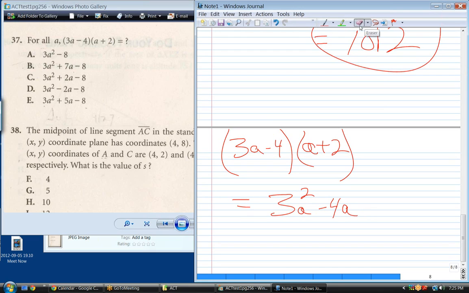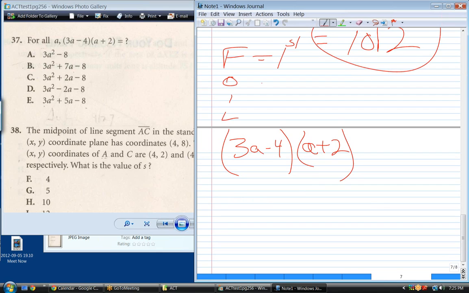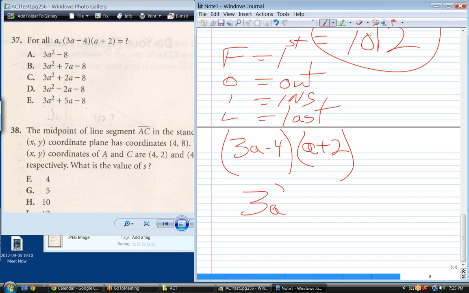In other words, they tell you FOIL. I'm sure you've heard of FOIL. And FOIL means first, outside, inside, last. So the first term is going to be 3a squared.